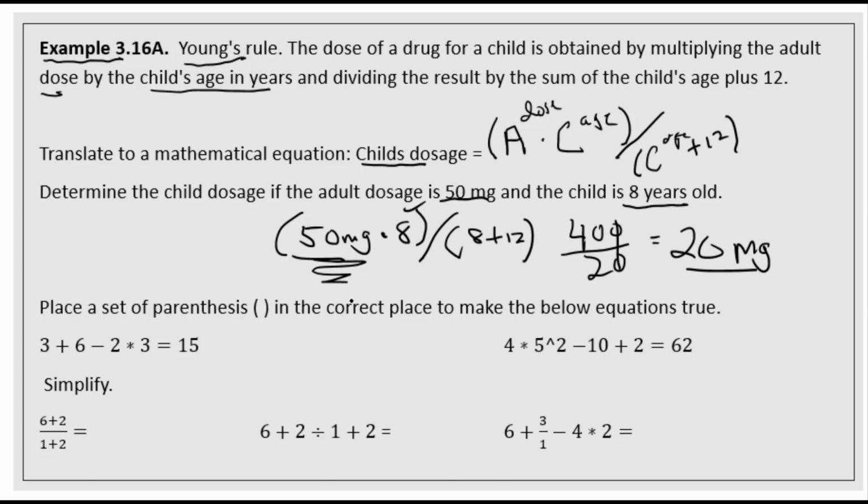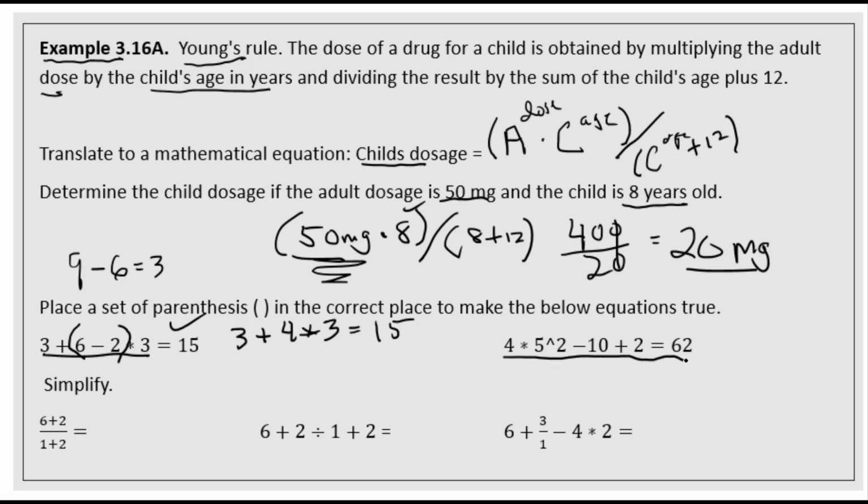So here I'm going to place parentheses in the correct place to make the statement true. If I just left it alone here, just to evaluate it, it certainly doesn't equal 15, because this would be 9 minus 6, which would actually be 3. So how can I make this equal to 15 by putting parentheses in? Well, you can only put them in so many places. Let me try putting them here. And then I get, this I do first, so I get 3 plus 4 times 3, which is 15. So that's the correct place to put them. Now, why don't you pause and try this one on your own?